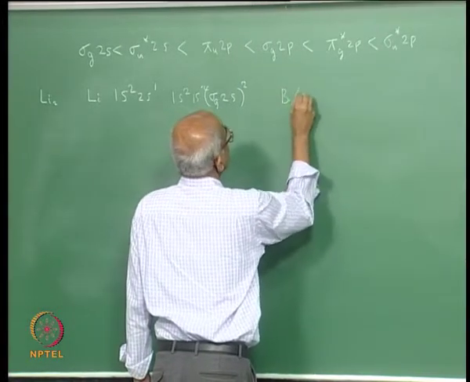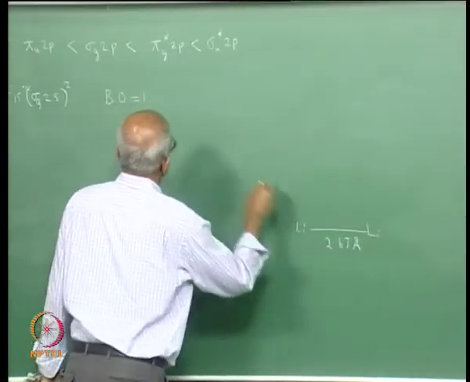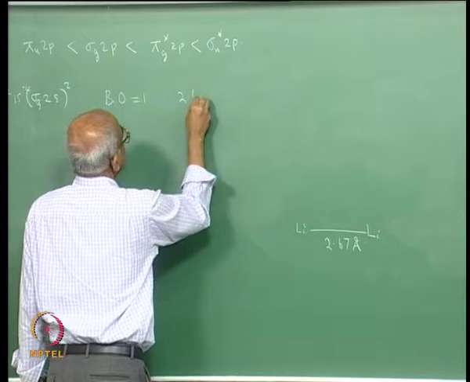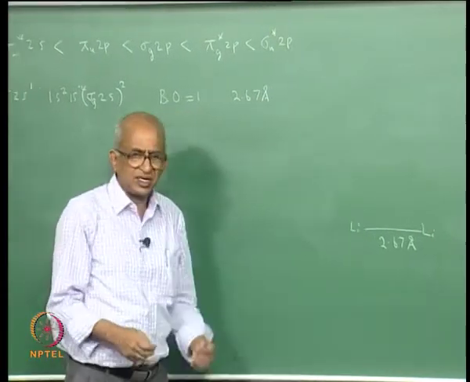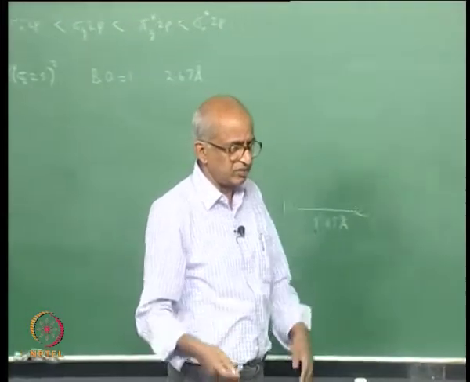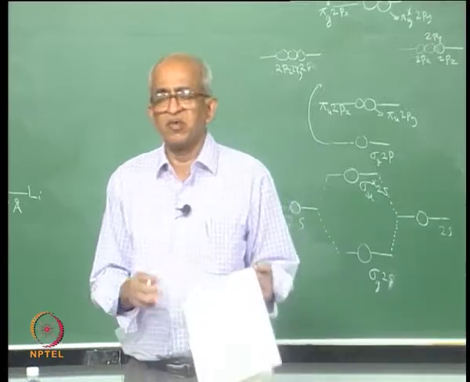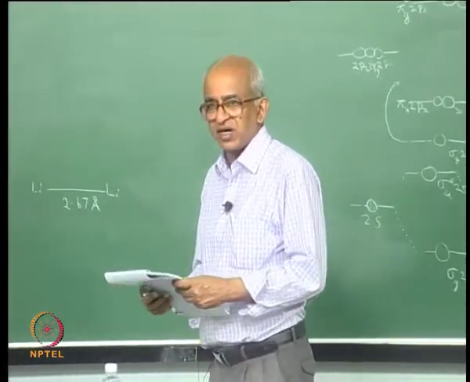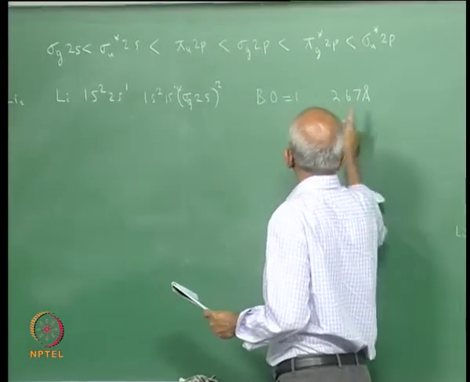The bond order in this case is unity. Let me denote it as bond order, it is equal to 1. And the bond length you find is 2.67 angstroms, which is actually surprisingly large. If you compare this with the case of the hydrogen molecule, the bond length in the hydrogen molecule is 0.74 angstroms. So, one may ask, why is it that this bond length is very large?